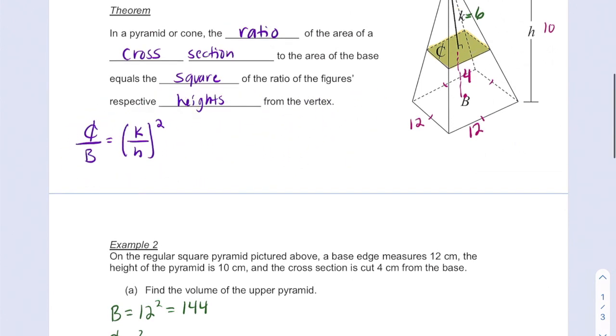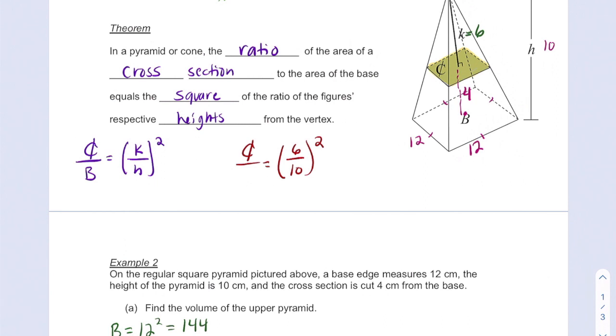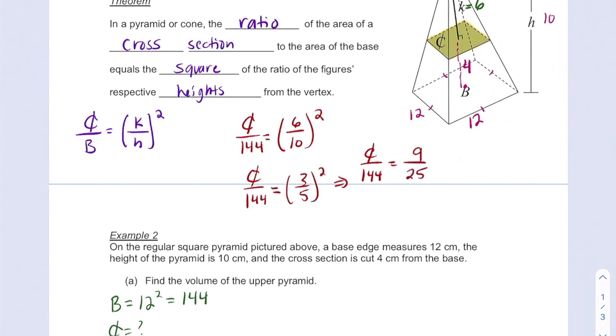So here's what this means. The area of my cross section over the area of the base is equal to the height of that cross section pyramid, which is 6, over the total height of 10 squared. And now there's one of those numbers that I can replace. I know the area of the base is 144. All right, so let's go ahead and solve this out. This makes our cross section over 144 equals, let's go ahead and reduce the fraction first. That each are divisible by 2, that makes this 3 over 5 squared. So that makes this the cross section over 144 equals 9 over 25.